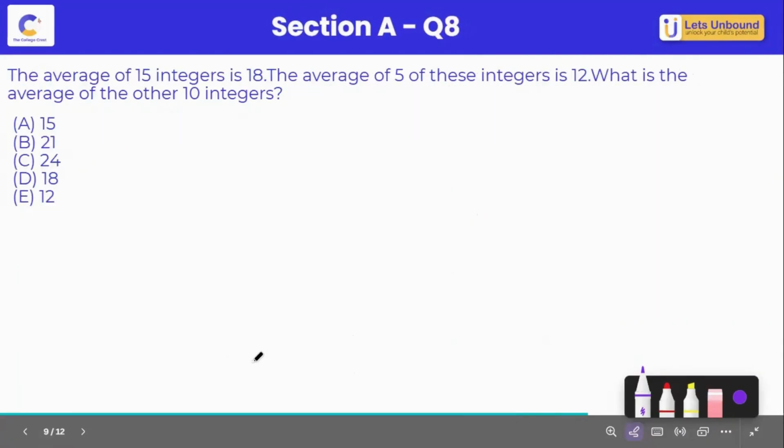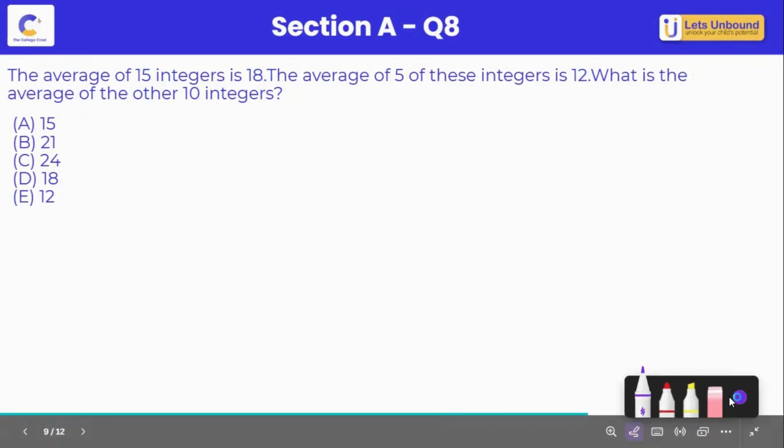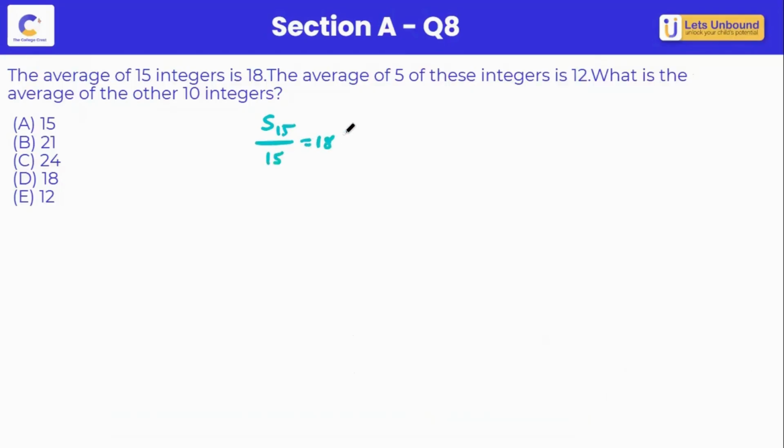And now, the average of 15 integers is 18. The average of 5 of these integers is 12. What is the average of the other 10 integers? So this seems like a lot of things to work on, but let's do it. The average of 15 integers is 18, meaning the sum of 15 integers divided by 15 equals 18. This is one piece of information. So make it simple with notations. And the average of 5 integers, the sum of the 5 divided by 5, is 12. What is the average of the other 10? The average of the other 10 means the sum of the 10 divided by 10 equals what? I don't know. So let me keep it as b.